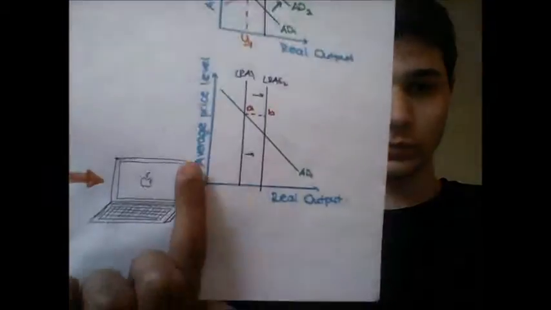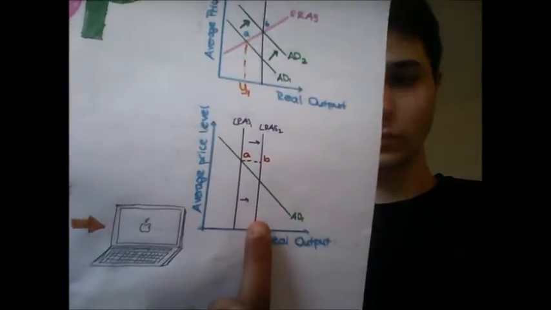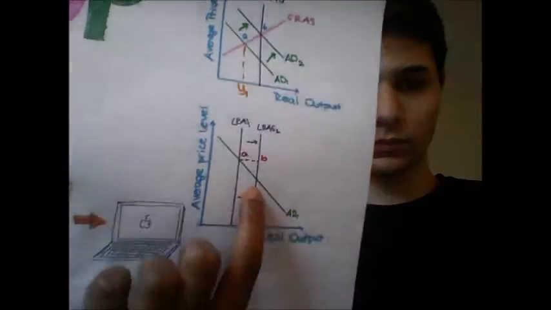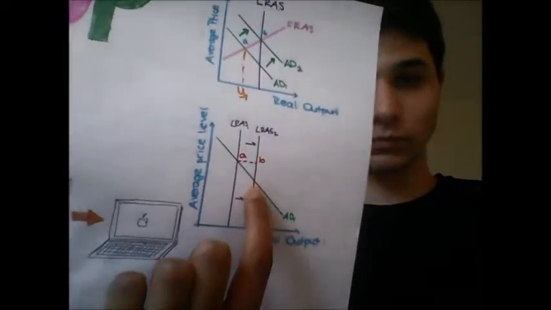Economic growth also has positive consequences. The first being that it controls inflation. As you can see on this graph here, LRAS has shifted to the right due to economic growth, meaning that prices have decreased. As you can see from A to B, it lowers the prices.